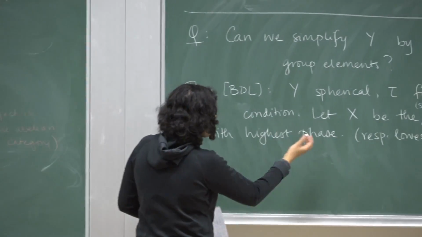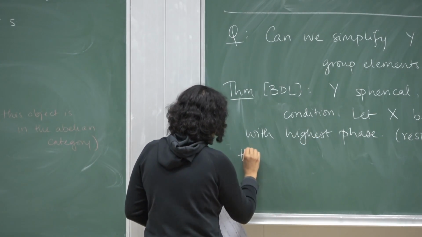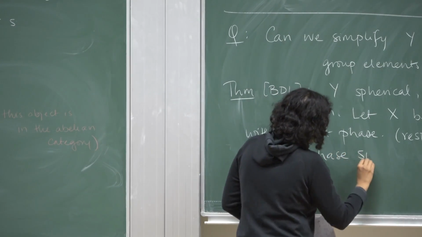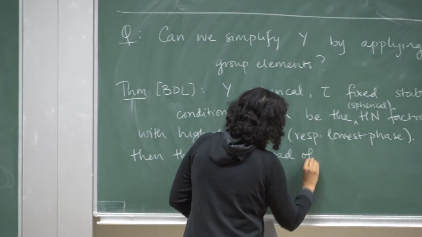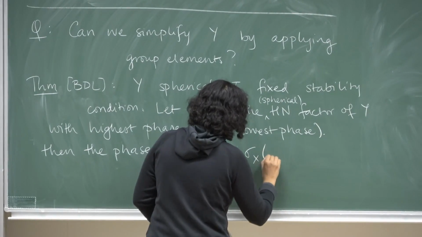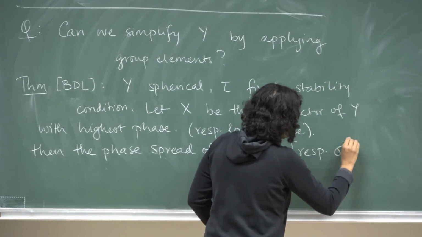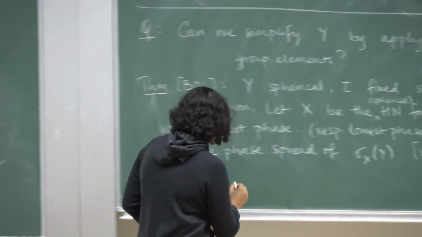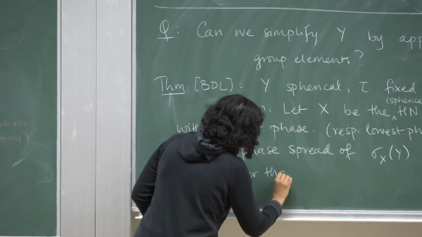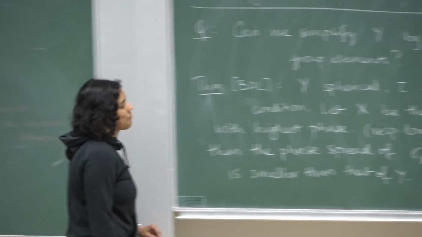So that's the idea. If X is the spherical HN factor of highest, respectively lowest phase, then the phase spread of sigma X of Y, and respectively sigma X inverse of Y, is smaller than the phase spread of Y.